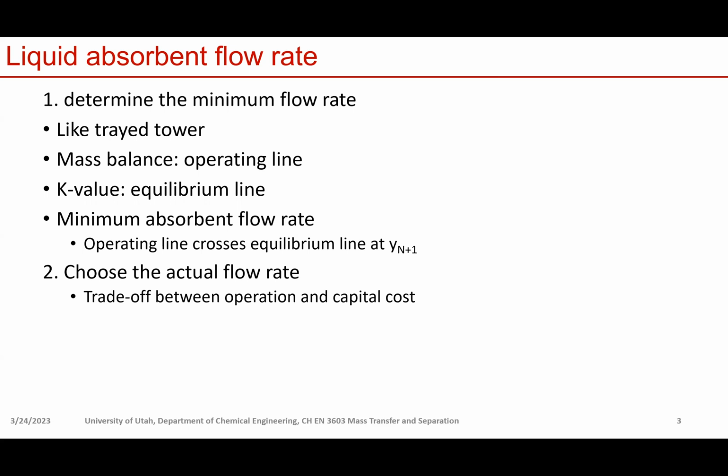The second step is you can choose the actual flow rate. And this is something where you need to consider the trade-off between the operation and the capital cost. Because as we discussed, the higher flow rate you have, the higher operational cost you have. But for a tray tower, you will have fewer equilibrium stages. That means less capital cost. And for a packed tower, you will have less packed height. Again, that means less capital cost.